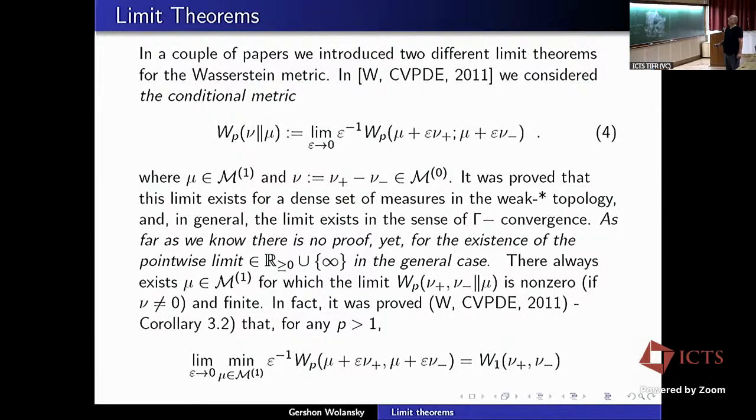So there I proved that this limit exists, at least for a dense set of measures in the weak star topology, and always exists in the sense of gamma convergence. I don't know if there is a proof, I didn't see a proof yet for the pointwise limit, but we know that there always exists mu for which this limit is non-zero, if nu itself is not zero and finite.